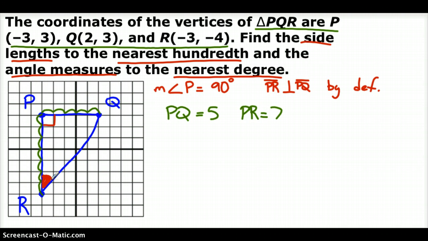So the side lengths I know here, again, are PQ. I know that this is 5, right? And PR is 7, right? So 7. It's a terrible 7. Let me fix that. Okay.